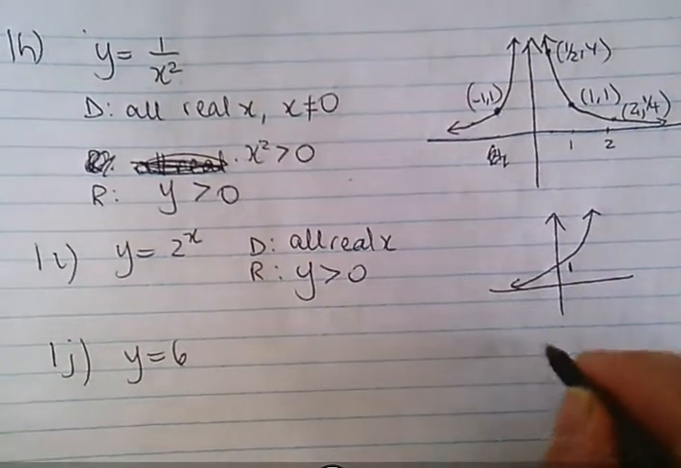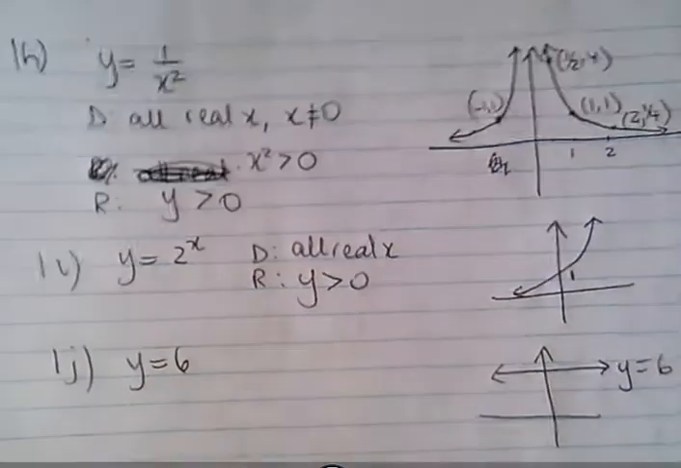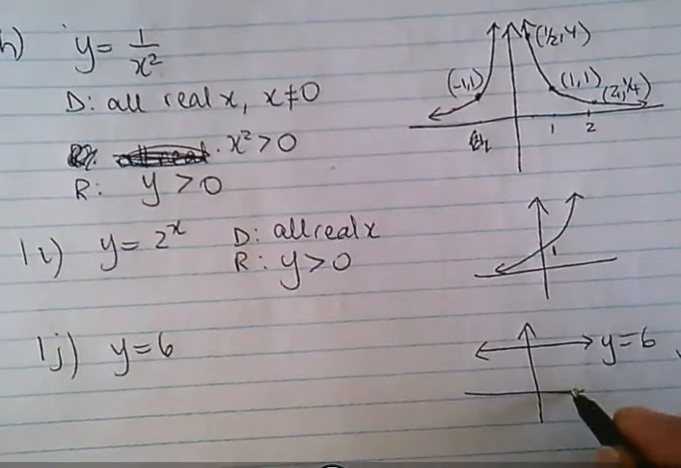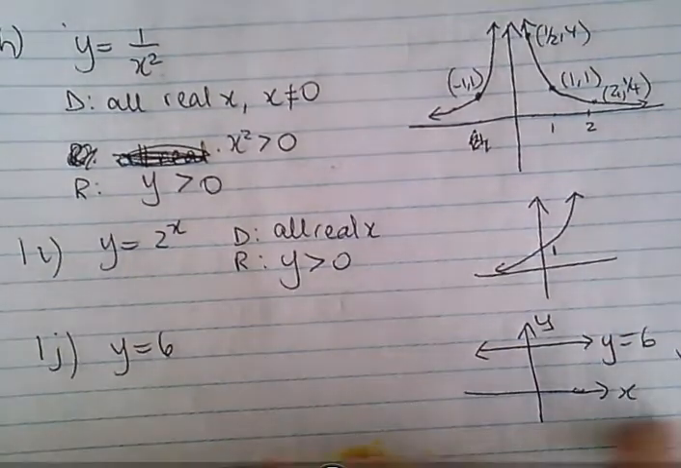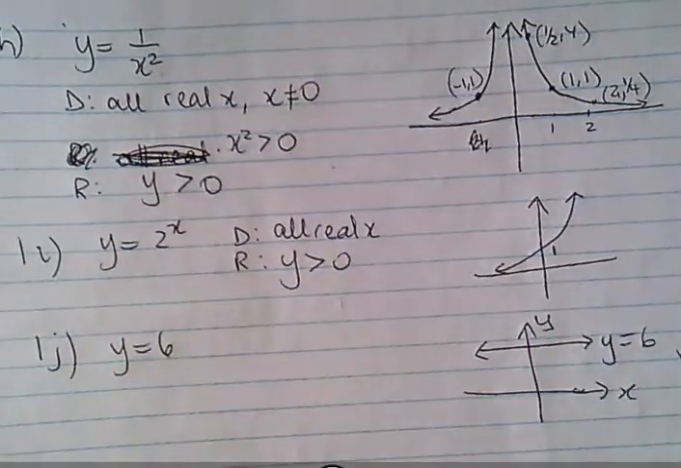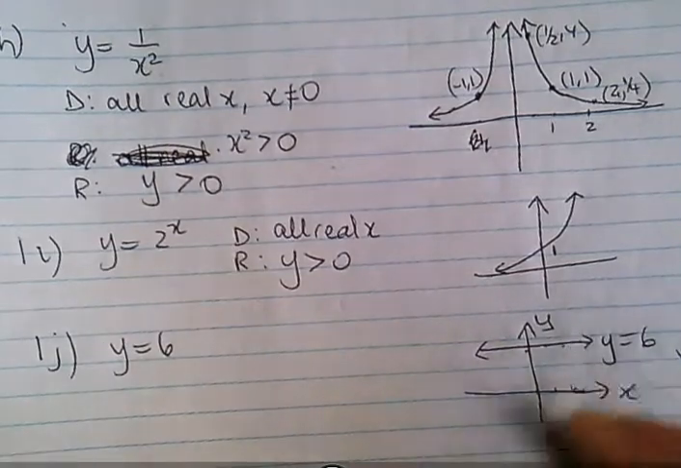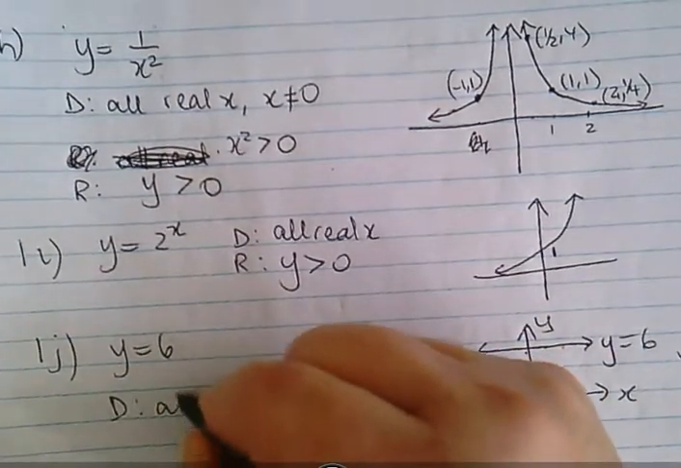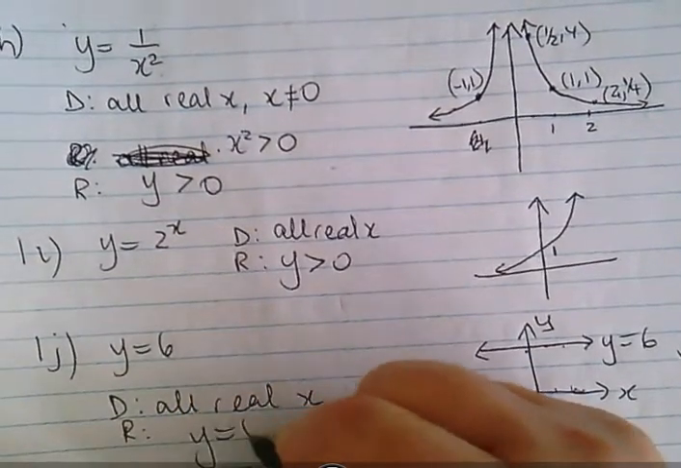Okay, and y equals 6. A quick sketch up here. What have you got? What's the domain? Is there any restriction on the x values? Look across. X could be anything. You get, see, this is the point 0, 6, 1, 6, 2, 6. So the domain is all real x, and what's the range? And the range is y equals 6.